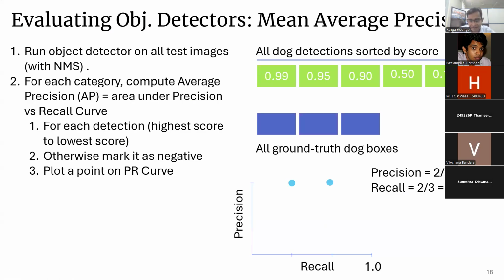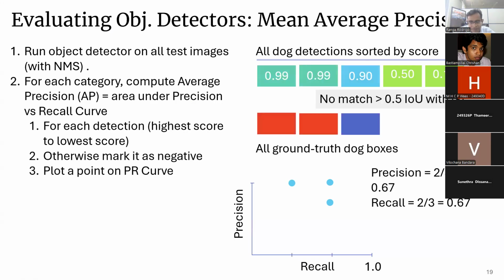And then the next one is this one. Now you can see at this stage, we have precision 2 out of 2, all 2 are correct. But recall is 2 out of 3. And if there's no match greater than 0.5, this is the case.